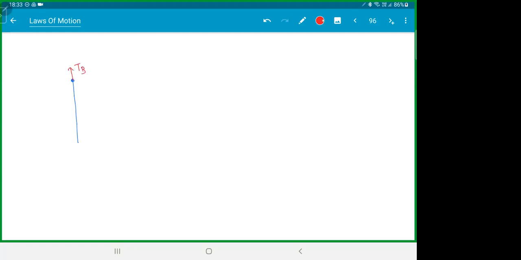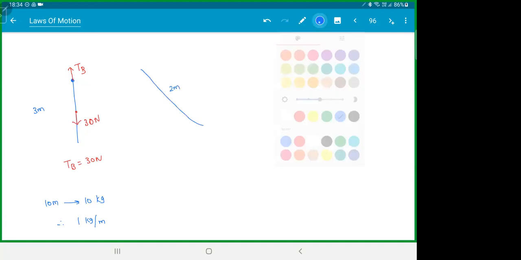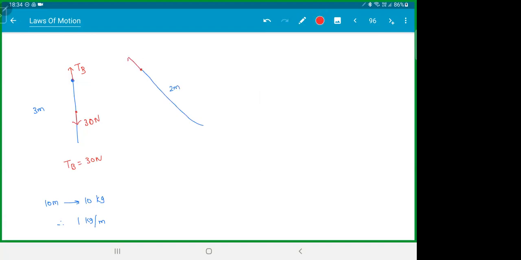At this point, it is TB. This length is 3 meter. So 1 meter is 1 kg. So this weight will be 3 kg. So that is 30 newtons. TB is 30 newtons. So 10 meter is 10 kg. Therefore, it is 1 kg per meter. Now, this part which is hanging here, look at this thing. So this is 2 meter, okay? At this point, TB is acting like this. And this angle, I don't know. Let this angle be theta. And at this point, TA is this way. And this 2 meter weight will be 2 kg. Please check the FBDs. That will be 20 newtons.